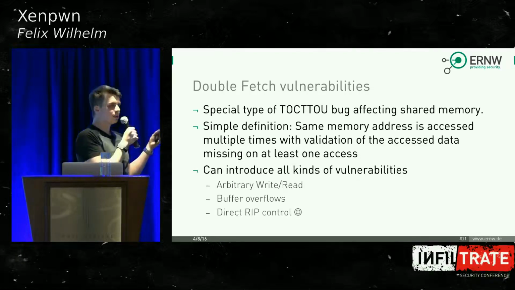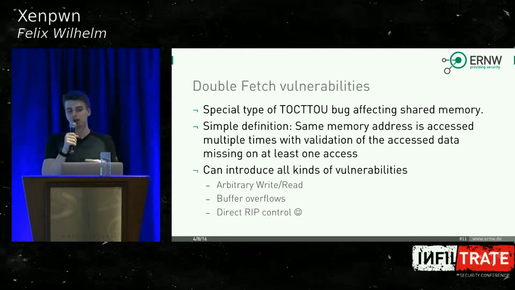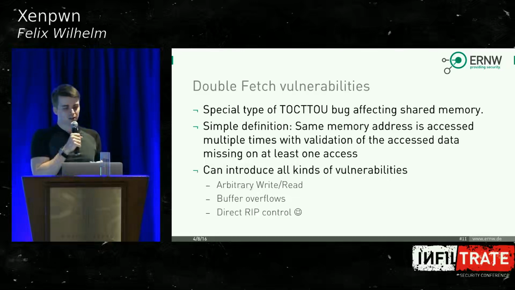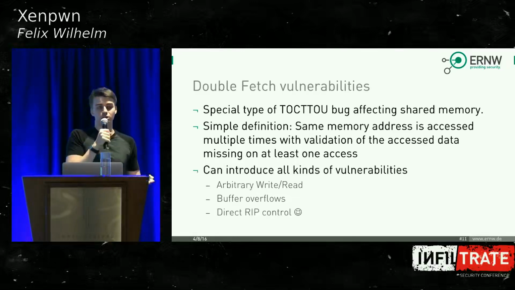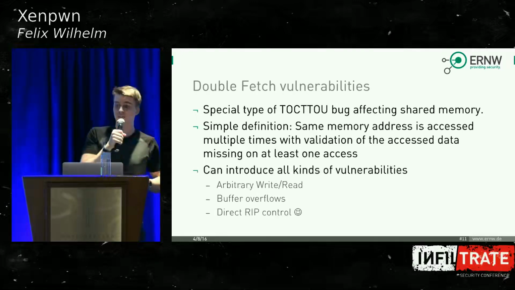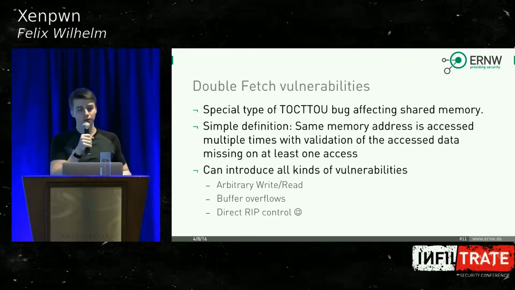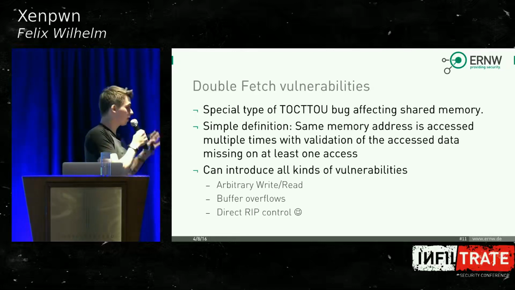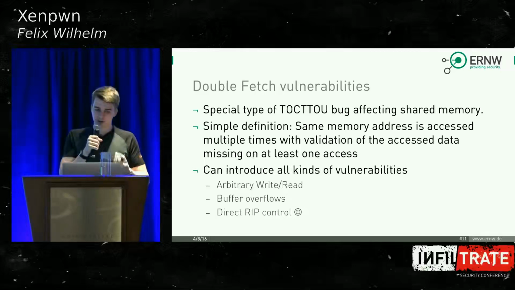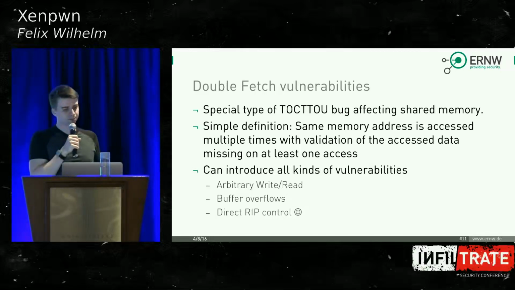And this vulnerability class, or these vulnerability primitives, allows you, to put it simply, to bypass a certain check. And after you bypass this check, you might gain a lot of different kinds of vulnerabilities. As we will see, you have arbitrary read/writes, buffer overflows. It can even give you more or less direct control over the instruction pointer. So it's a very interesting bug class.